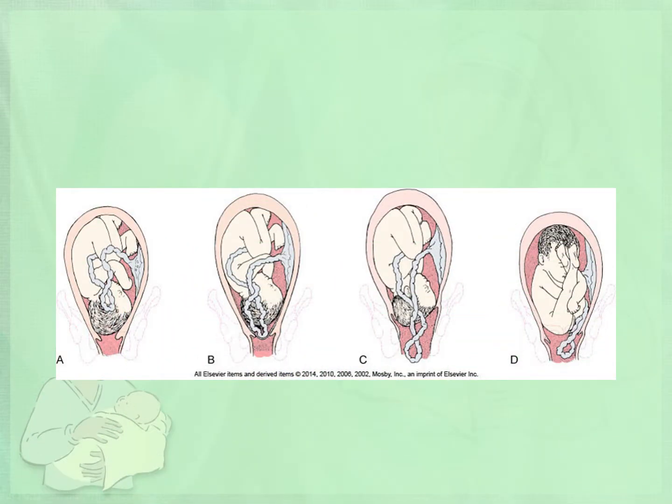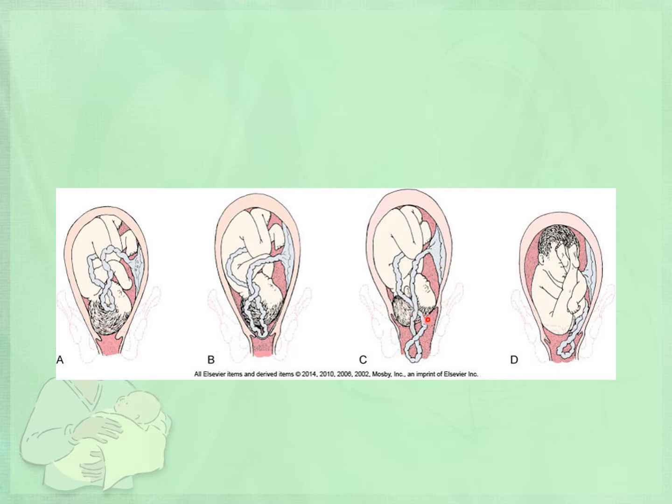In this slide, you see different cord presentations. In B, you can see clearly that the umbilical cord has entered into the cervical opening. In this case, you are going to see variable decelerations because of the pressure. Every contraction, the head will put pressure on the umbilical cord. In C, it is into the vagina. The cord is into the vagina.